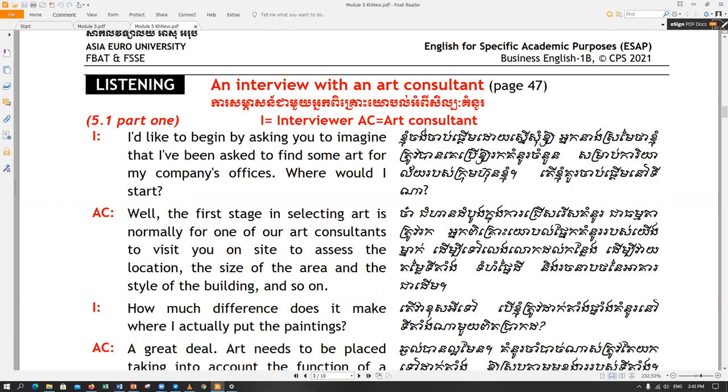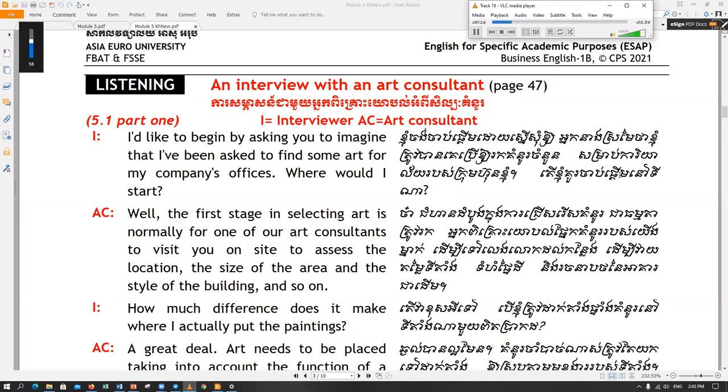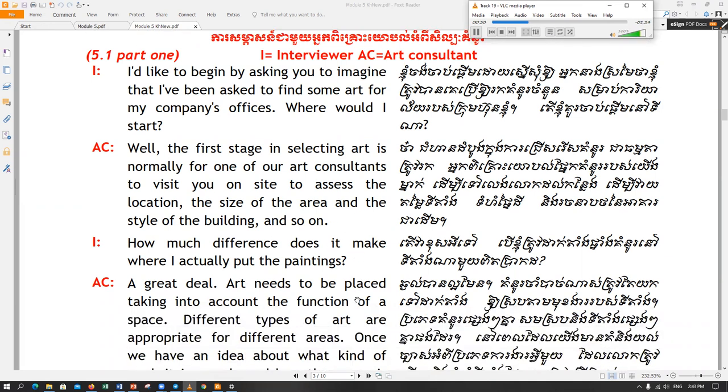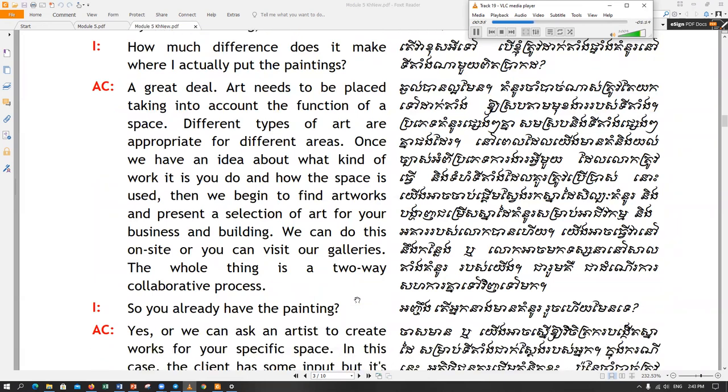Module 5, Listening Script 5.1, An Interview with an Art Consultant, Part 1. I'd like to begin by asking you to imagine that I've been asked to find some art for my company's offices. Where would I start? Well, the first stage in selecting art is normally for one of our art consultants to visit you on site to assess the location, the size of the area, and the style of the building, and so on. How much difference does it make where I actually put the paintings? A great deal. Art needs to be placed taking into account the function of a space. Different types of art are appropriate for different areas. Once we have an idea about what kind of work it is you do and how the space is used, then we begin to find artworks and present a selection of art for your business and building. We can do this on site, or you can visit our galleries. The whole thing is a two-way collaborative process.